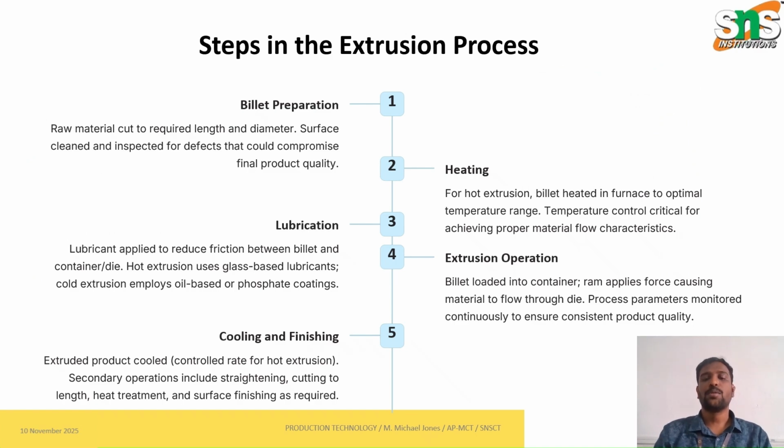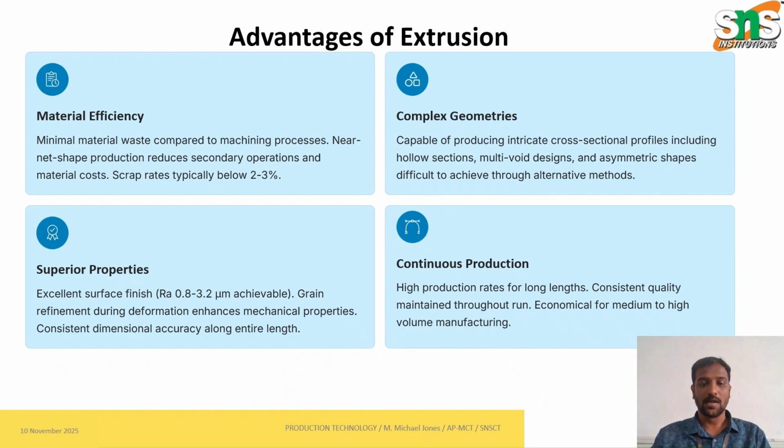The steps in the extrusion process we already saw. The first step is billet preparation. The second is heating the billet. Third is applying lubrication, which is provided to reduce the friction between the billet and the container. The fourth is the extrusion operation, and the fifth is cooling and finishing, where the extruded product that is at a slightly elevated temperature will be cooled down to room temperature.